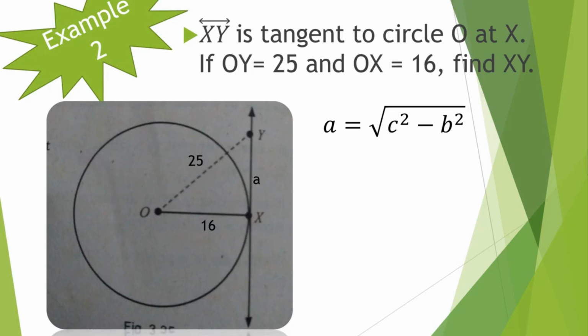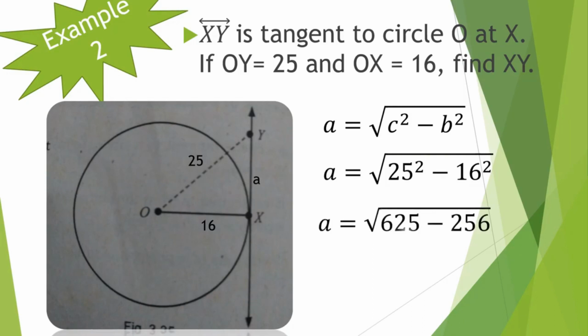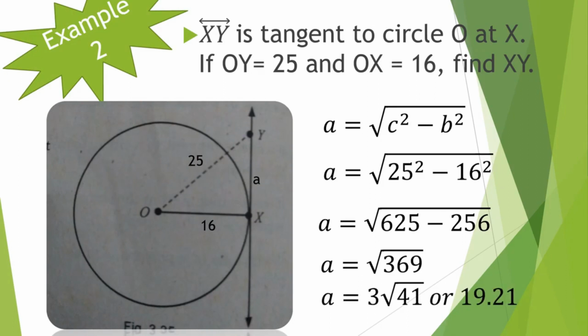So in solving A, this is the formula. We will just substitute the given. C is 25, B is 16. So 25 squared minus 16 squared. And 25 squared is 625, minus 16 squared is 256. So 625 minus 256, that is the square root of 369. What is the square root of 369? That is equal to 3 square root of 41 or 19.21 units.